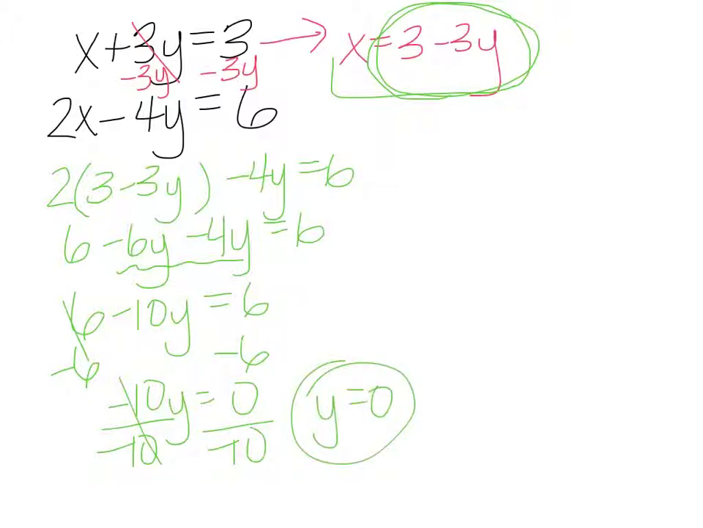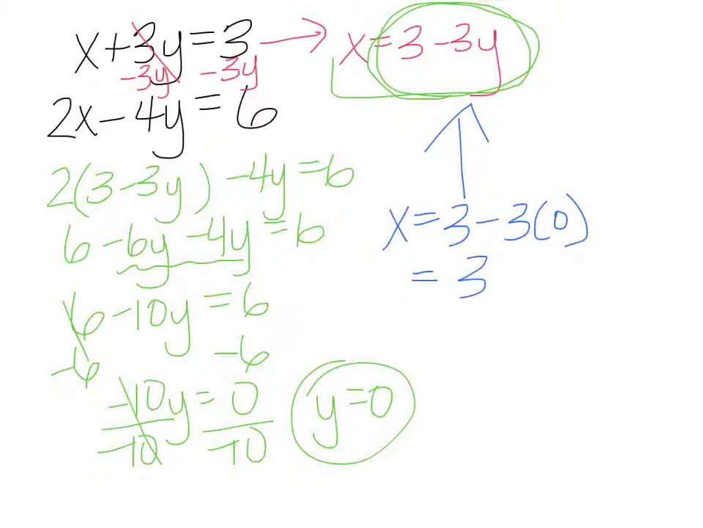No, then you gotta plug it back in. Plug it back in where? To that isolated equation. So let's say x equals 3 minus 3 times 0. And I saw some mistakes here. What's 3 times 0? What's 3 minus 0? 3. So it's not 0, 3. No, 3, 0. So the solution is 3, 0. Why does the 3 come first?